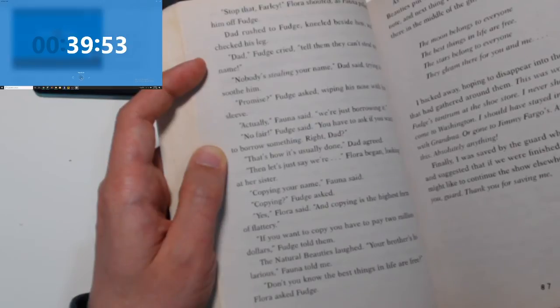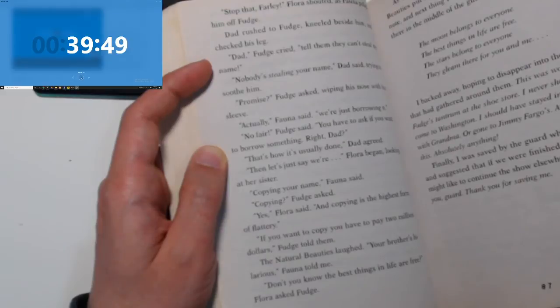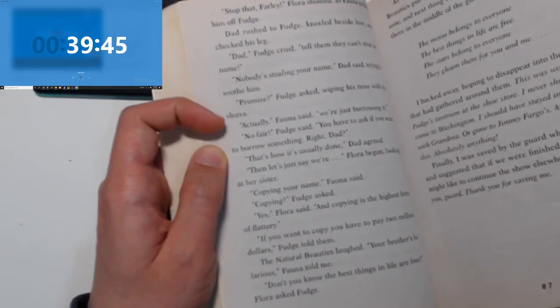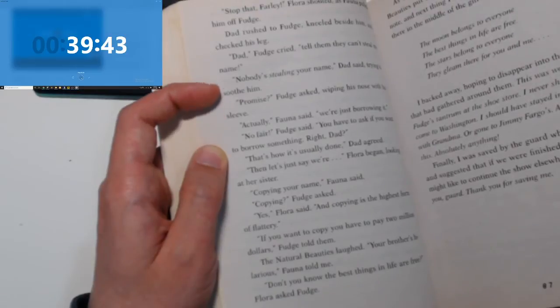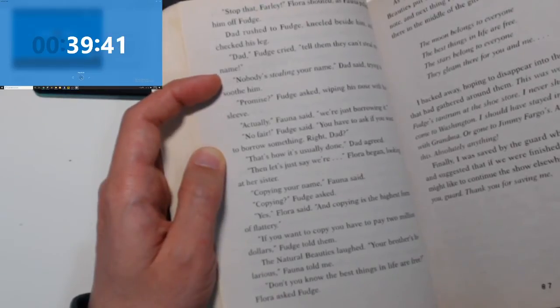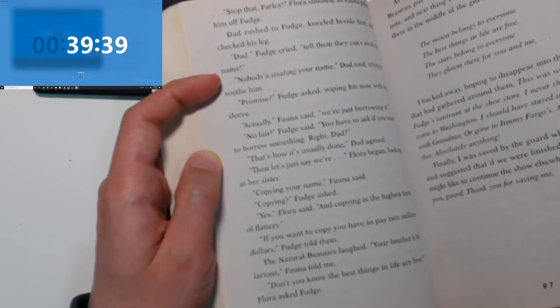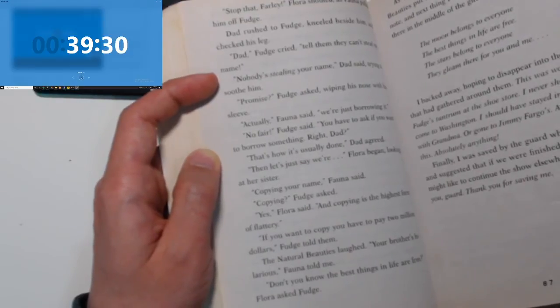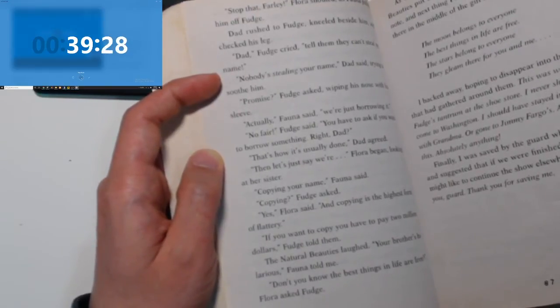"Dad," Fudge cried, "tell them they can't steal my name." "Nobody's stealing your name," Dad said, trying to soothe him. "Promise?" Fudge asked, wiping his nose with his sleeve. "Actually," Fauna said, "we are just borrowing it." "No fair," Fudge said. "You have to ask if you want to borrow something, right, Dad?" "That's how it's usually done," Dad agreed.